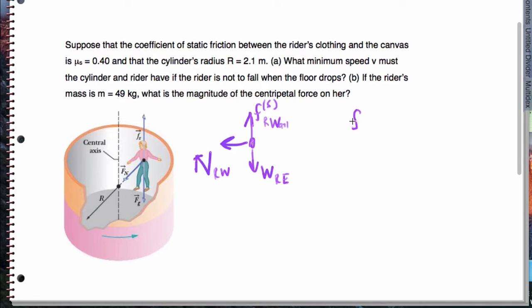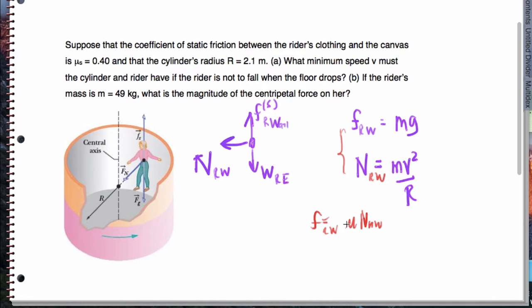First, I know that the friction force on the rider due to the wall balances the weight, which is her mass times g. The next thing is, I also know that the normal force is what's making the rider accelerate in a circle. So N equals mv squared over r. Now, I have a third equation that's useful that relates friction and normal force. I should put rider and wall. Friction is mu times the normal force, and I have a mu static here.